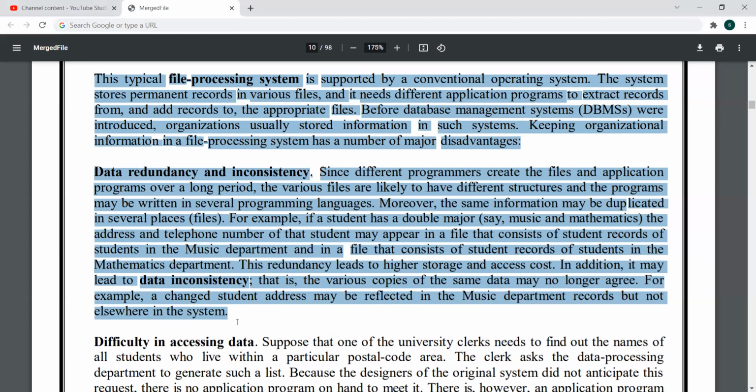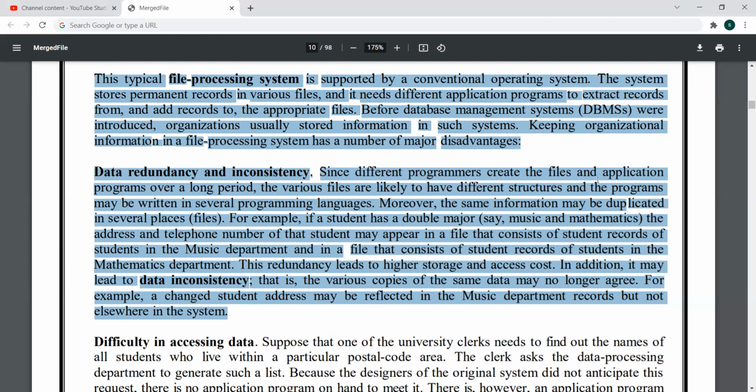When DBMS were introduced, organizations usually stored information in such systems. Keeping organizational information in a file processing system has a number of major disadvantages. As compared to a DBMS, a file processing system has a number of disadvantages. The first disadvantages are data redundancy and inconsistency.